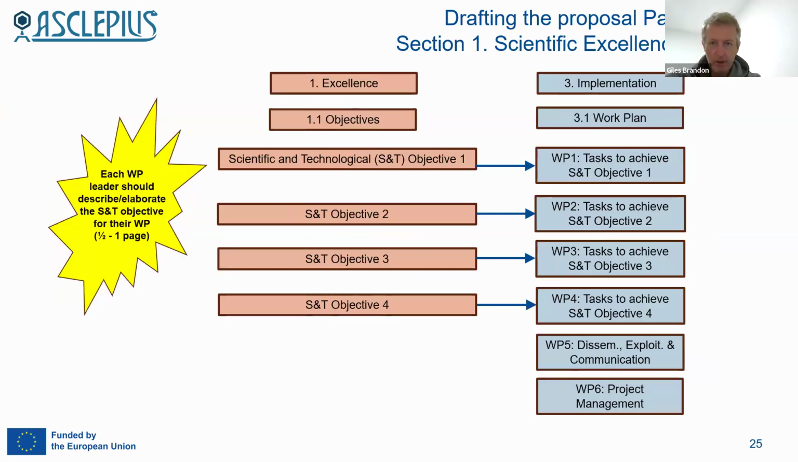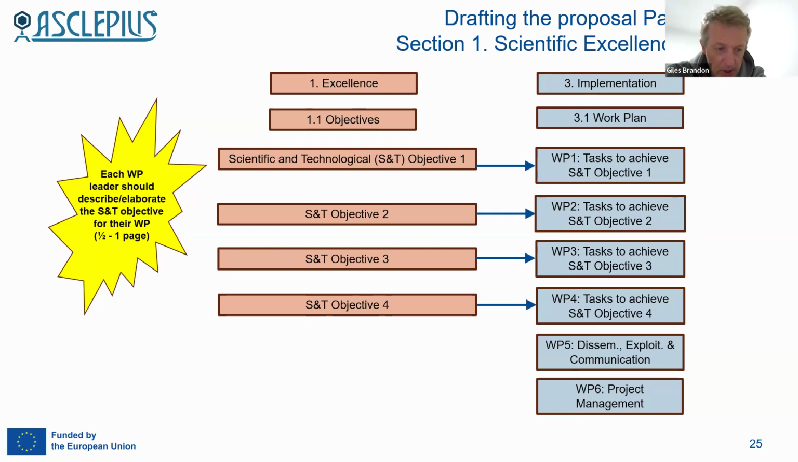Okay, moving on now, let's start to talk about these different sections. Starting with section 1, scientific excellence. So, as I already said in earlier slides, whoever's the work package leader for work package 1, she or he should write scientific and technological objective 1. Depending on the page constraints for the proposal, I usually say to the work package leader, please give me half a page to 1 page for this description of the scientific and technological objective.